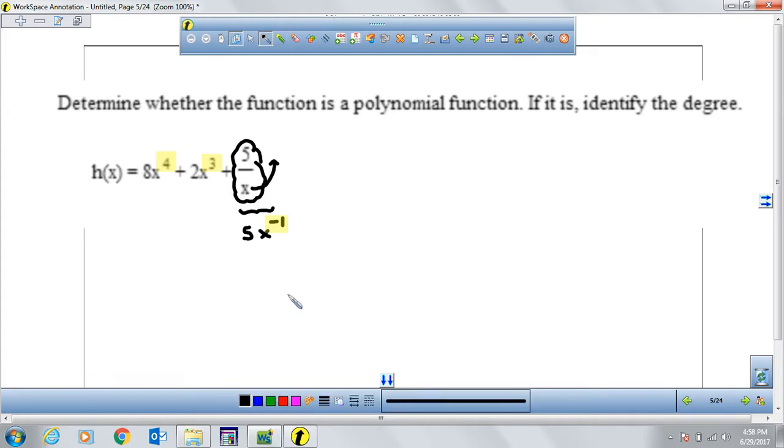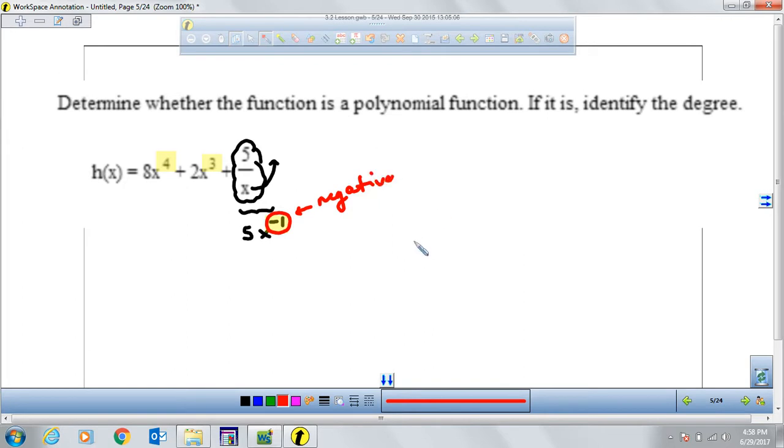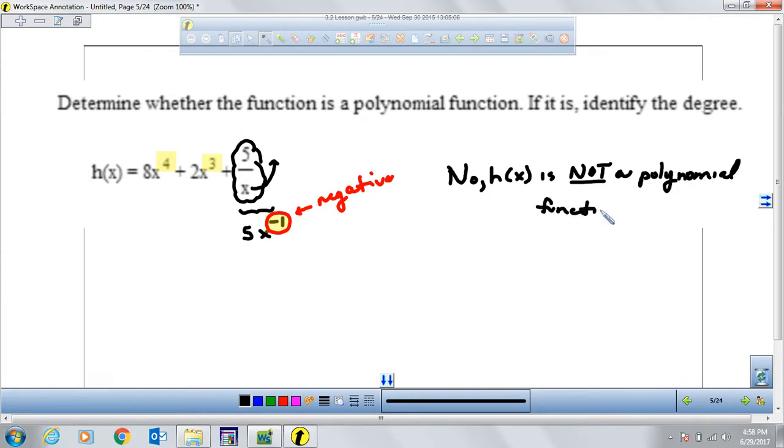So, this one is a negative integer, right? And if we have a negative integer on the exponent, that automatically tells me that, no, h of x is not a polynomial function. In fact, when you have x on the denominator of the function, that one has a name, and it's called a rational function. Remember, the word rational means fraction.